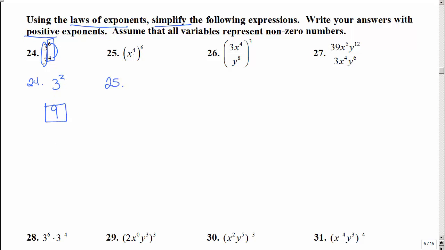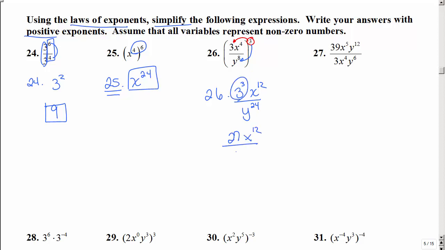On number 25, this rule says if you have a power raised to a power, you multiply those exponents. On number 26, it's just an extension of number 25. We're going to multiply the exponents, but the most common mistake is not distributing or multiplying that exponent with that number of 3 raised to the first power. So this is 3 to the third power, x to the 12th, and don't forget to multiply down here, and we have y to the 24th. Simplifying that, that's 27, x to the 12th, y to the 24th.